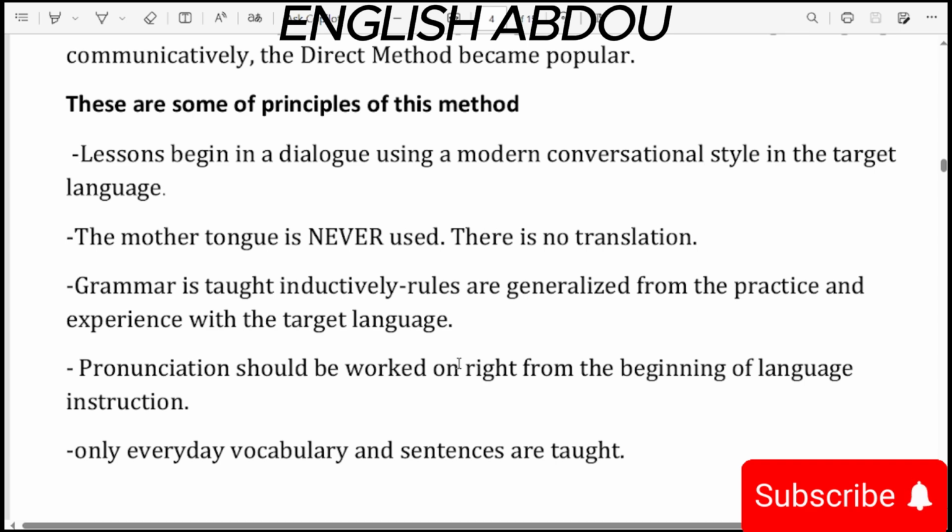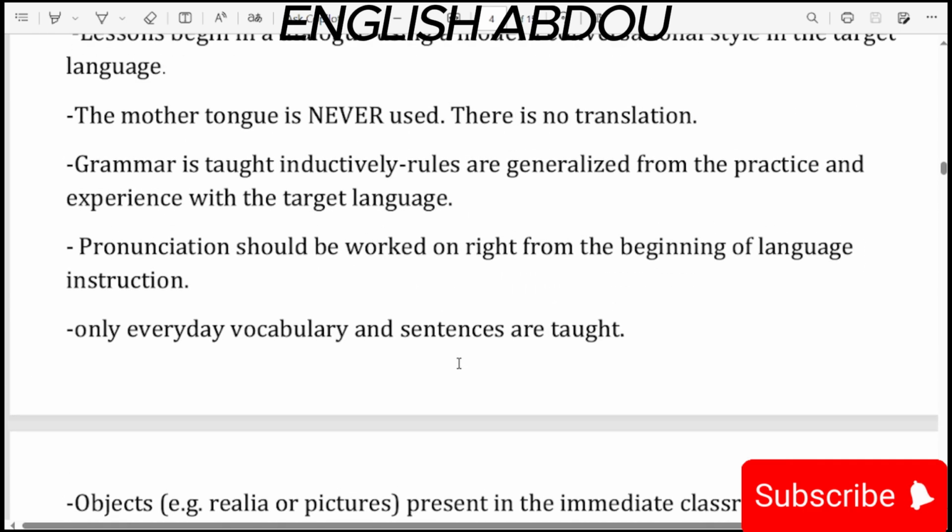Okay, there is no translation. All the teaching is in the target language. Grammar is taught inductively. Okay, inductively means the students and the teacher can build the knowledge together, starting from examples to getting the rules of those examples.